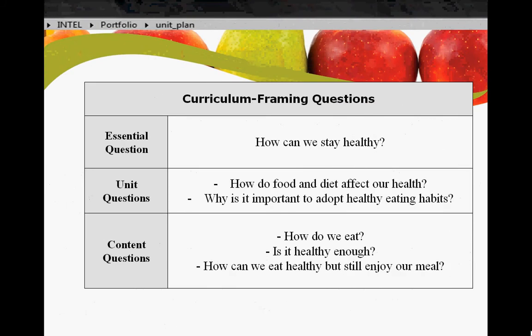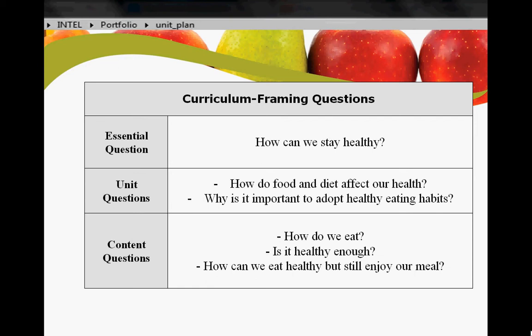Let's come to the curriculum framing questions. My essential question is, how can we stay healthy? My unit questions are, how do food and diet affect our health? And why is it important to adopt healthy eating habits? My content questions are, how do we eat? Is it healthy enough? And how can we eat healthy but still enjoy our meal?